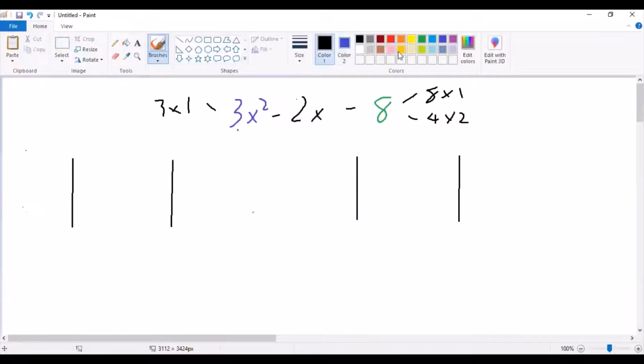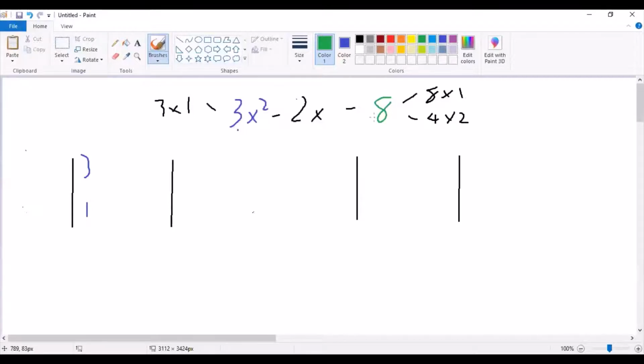So first I'm going to start off by writing 3 times 1, which corresponds to the left. And then we're going to use the 8 times 1 on the right. So in the end, we want the numbers to cross multiply and then add to equal the middle number.